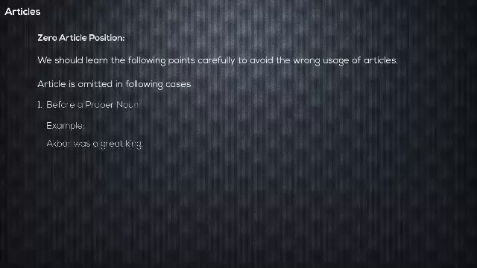Zero article position. We should learn the following points carefully to avoid the wrong usage of articles. An article is omitted in the following cases. Firstly, before a proper noun. For example, Akbar was a great king. Mumbai is the Manchester of India. This man is a second Sachin.